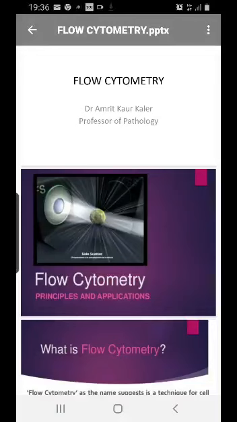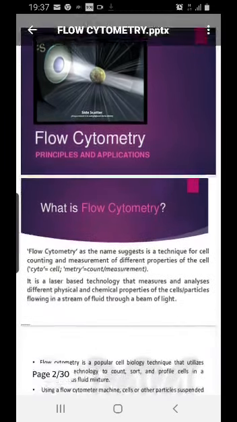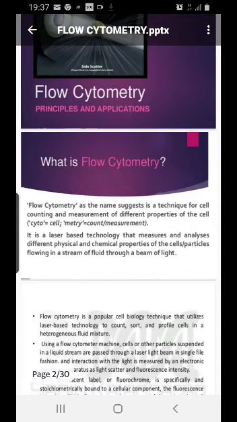Good morning, everyone. Today's class is on flow cytometry. I will be discussing in brief what flow cytometry is, what the principles are, and what the applications of flow cytometry are. I'm sure all of you must have heard this term and how it is being used in leukemias and in patients with AIDS. So let's talk about what flow cytometry is.